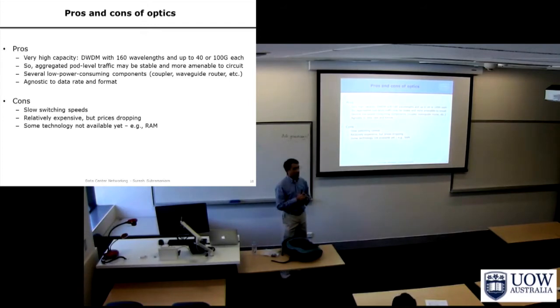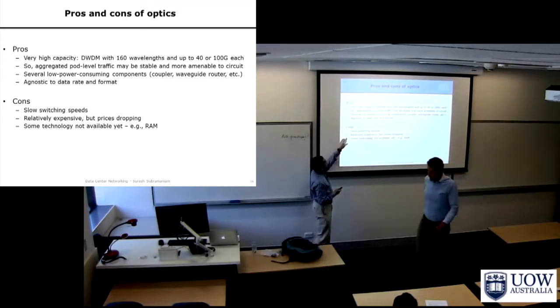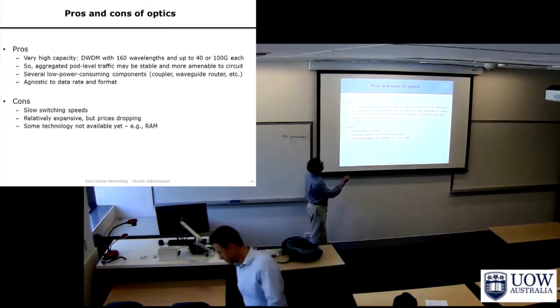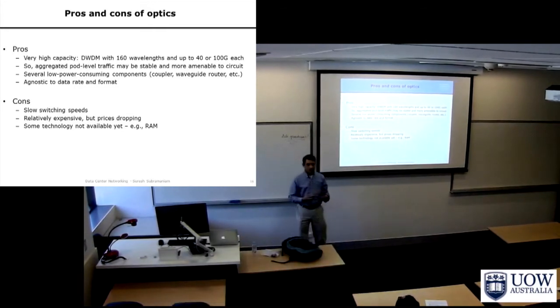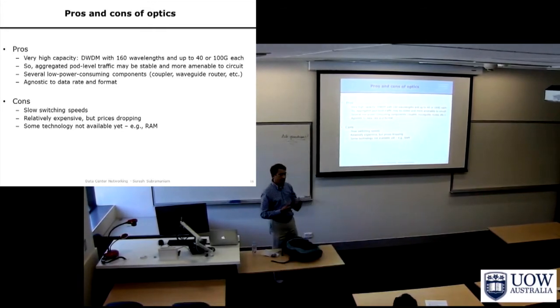So this is tremendous. On the order of 160 wavelengths times 800 gigabits per second, so we're talking about 80 terabits per second, 100 terabits per second and more in a single fiber. There are also a lot of low power consuming components, and I'll talk briefly about some of these that can be advantageously used in this architecture.